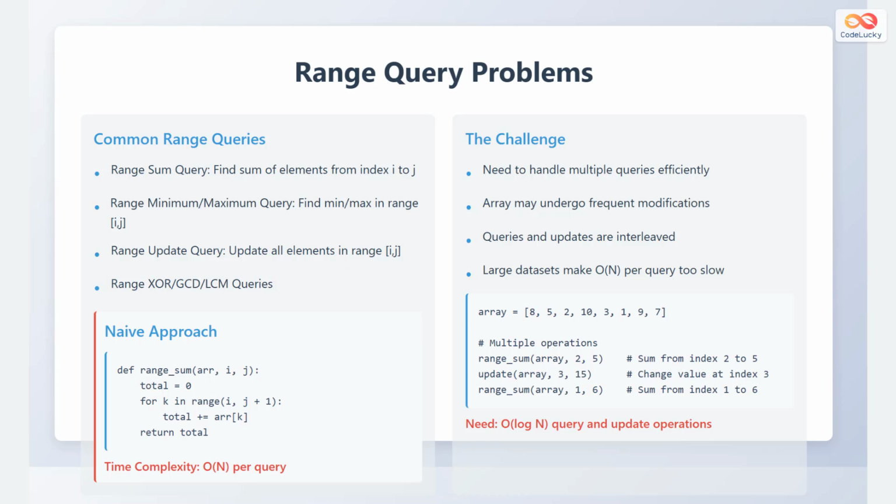multiple over a range. Now let's look at a naive approach to solve the range sum query problem. In this approach, we iterate through the array from index i to j and compute the sum. This is demonstrated by the code snippet provided. The time complexity of this naive approach is O(n) per query, where n is the number of elements in the array.